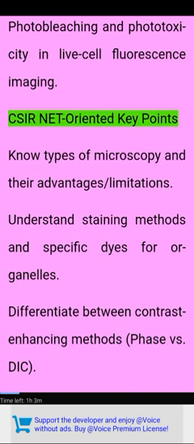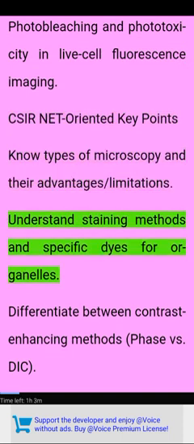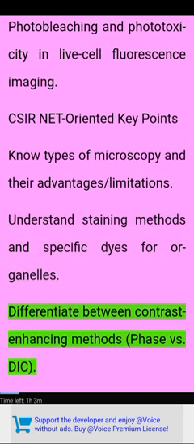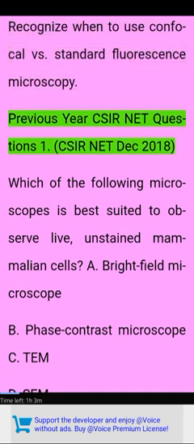CSIR NET-oriented key points. Know the types of microscopy and their advantages and limitations. Understand staining methods and specific dyes for organelles. Differentiate between contrast-enhancing methods, phase versus DIC. Recognize when to use confocal versus standard fluorescence microscopy. Previous year CSIR NET questions.